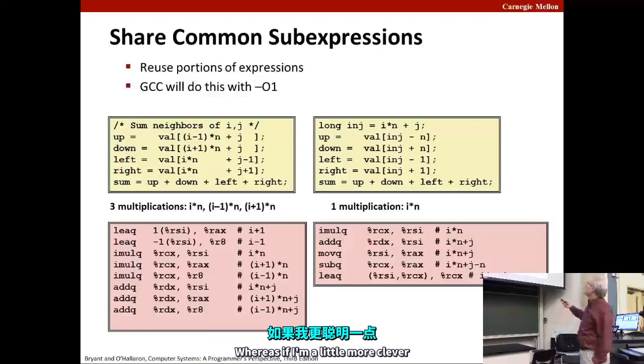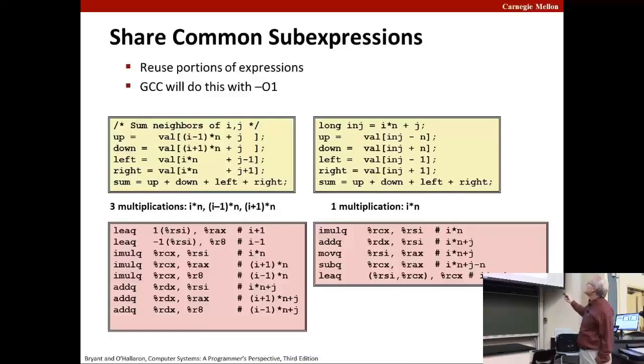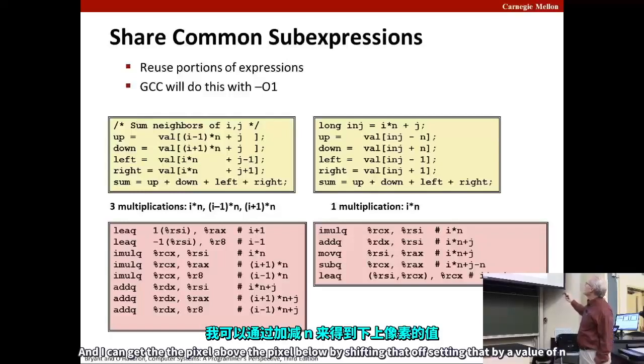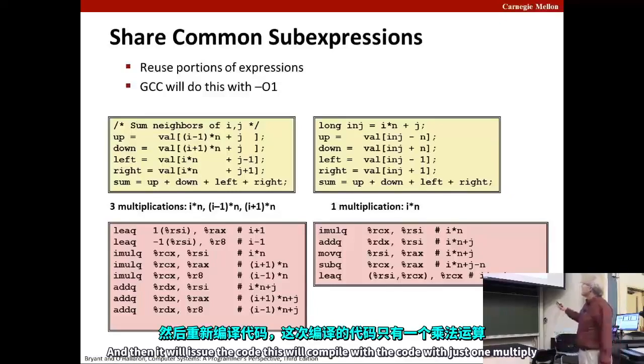Whereas if I'm a little more clever, and this is one where I manually rewrote the code so that the compiler would pick it up, I'd say, well, if ij is i times n plus j, I can get the pixel above and the pixel below by offsetting that by a value of n. And then it will issue the code. This will compile with just one multiply.